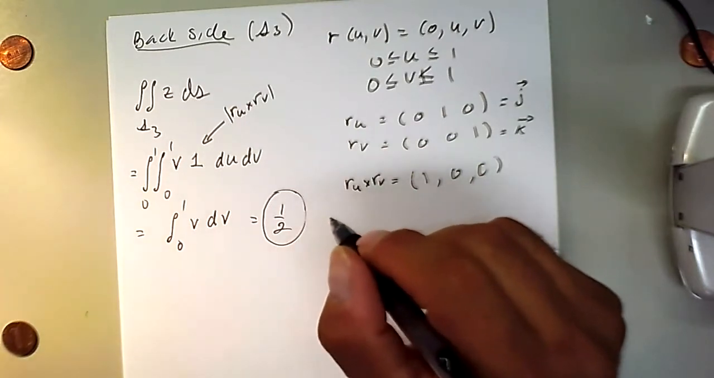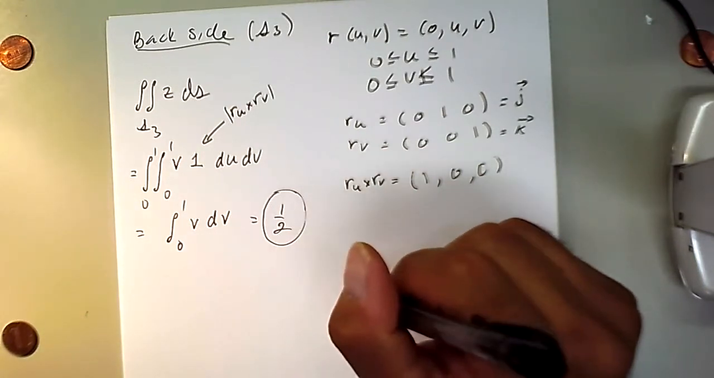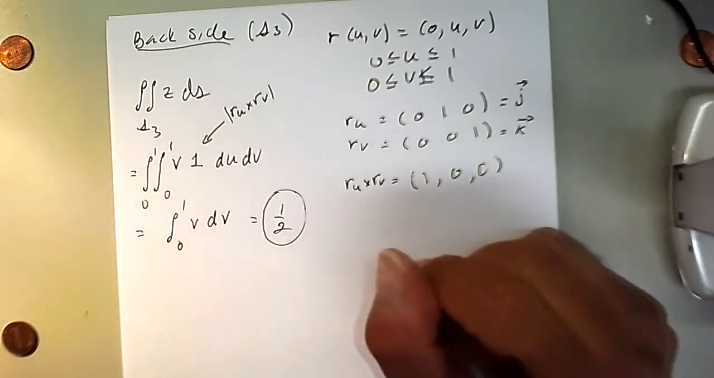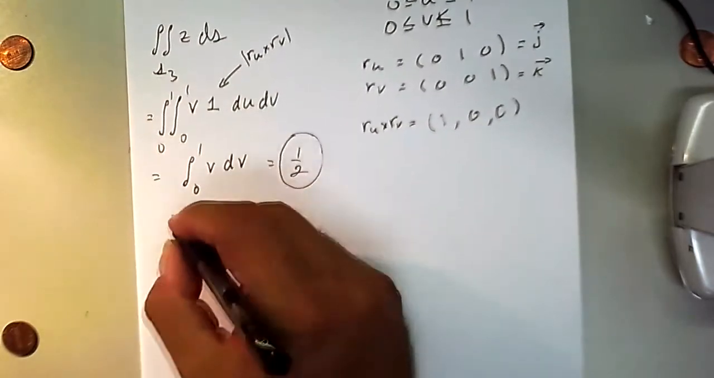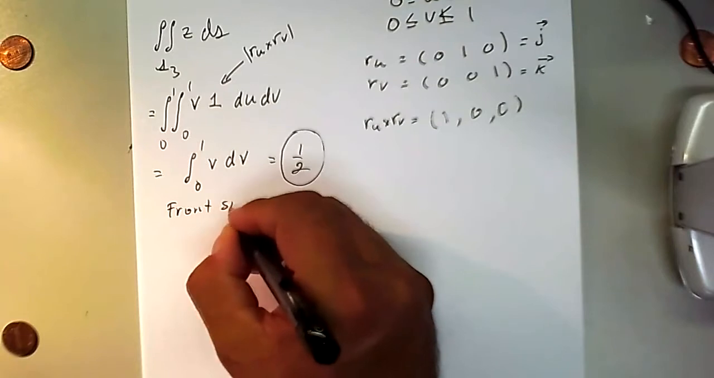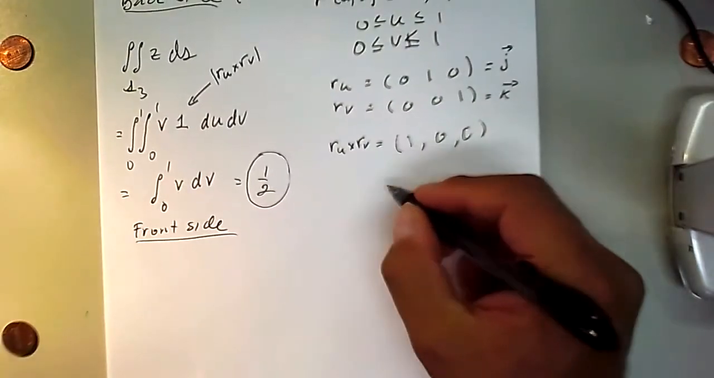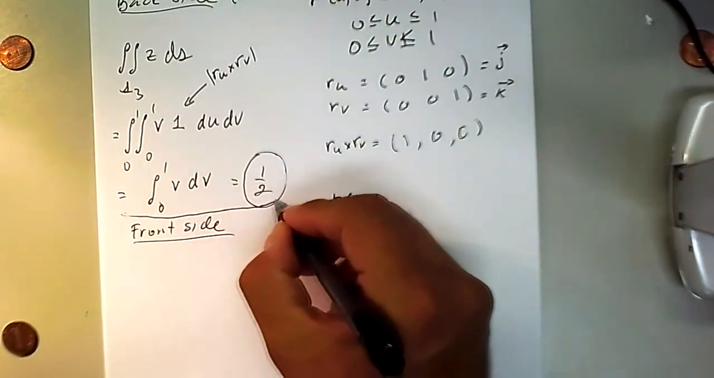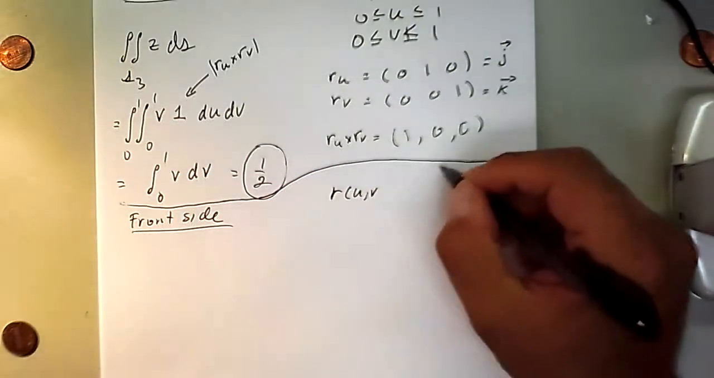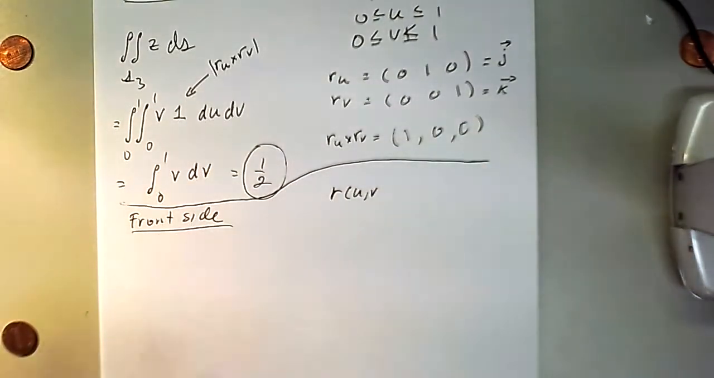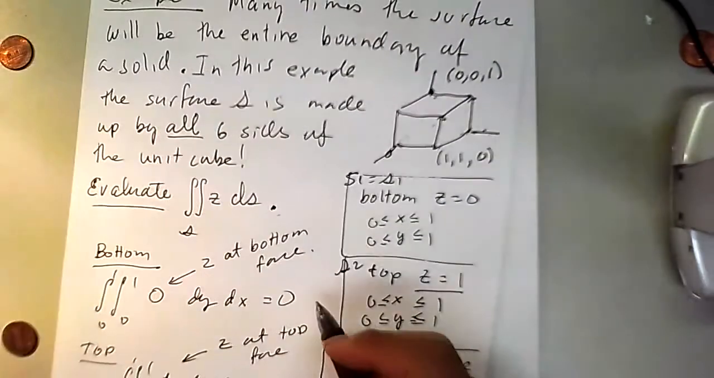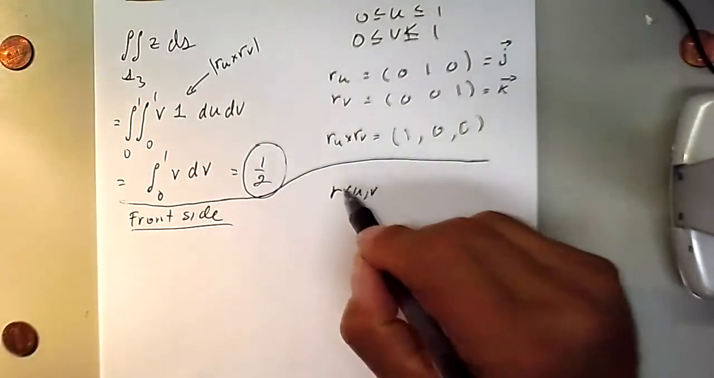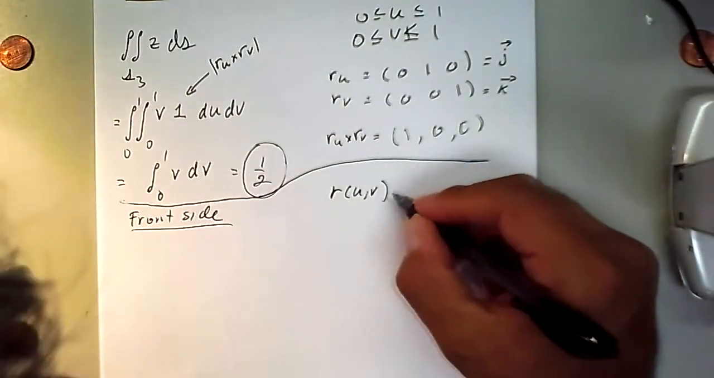So the top is 1, the bottom is 0, the back is a half. The front side, we're going to use a different parameterization, R(U,V). So let me put a line to it. I got so excited that I circled that, and I did not circle the other two. We got 0, 1, and now a half. That was the back.